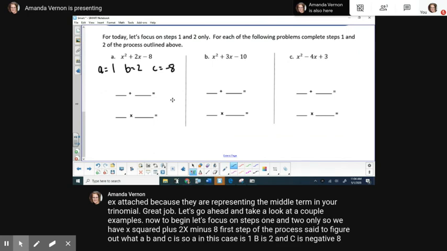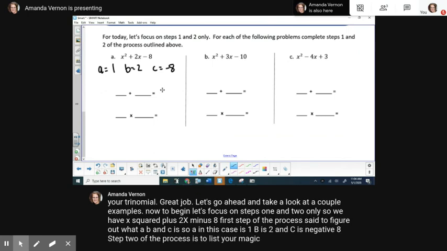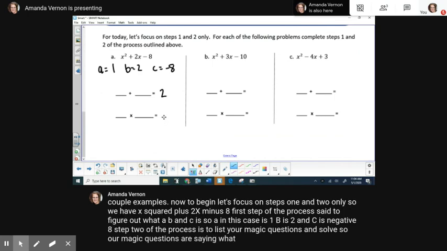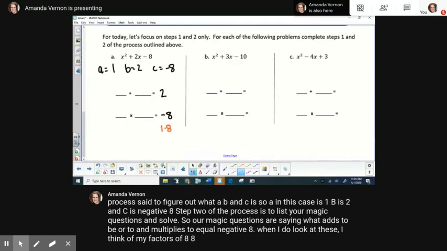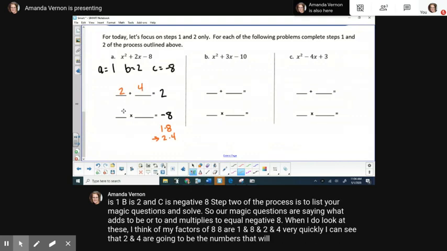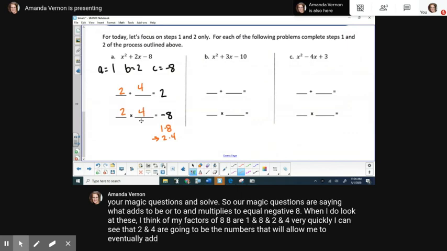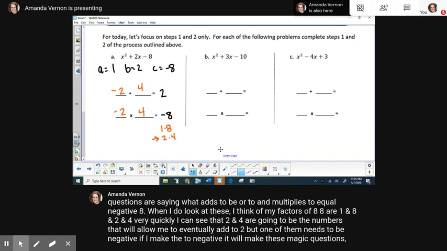Step 2 of the process is to list your magic questions and solve. So our magic questions are saying what adds to b, or 2, and multiplies to equal negative 8. When I look at these, I think of my factors of 8. 8 are 1 and 8, and 2 and 4. Very quickly, I can see that 2 and 4 are going to be the numbers that will allow me to eventually add to 2. But one of them needs to be negative. If I make the 2 negative, it will make these magic questions correct.